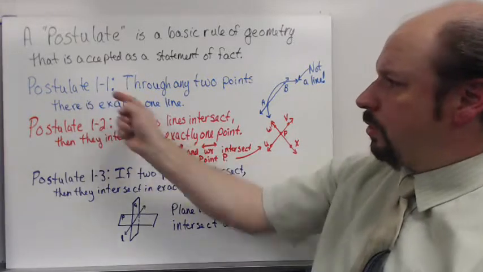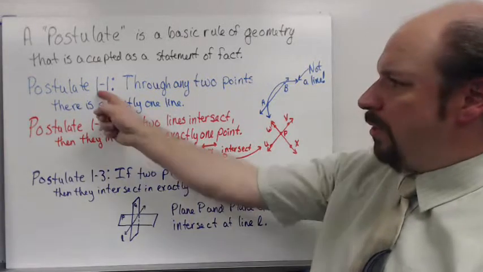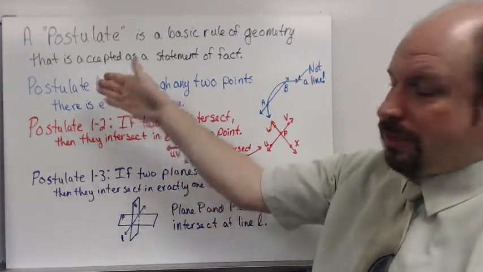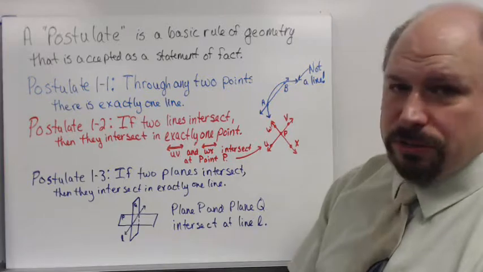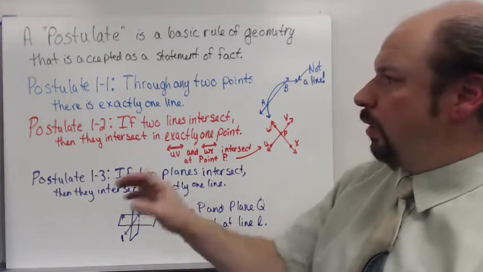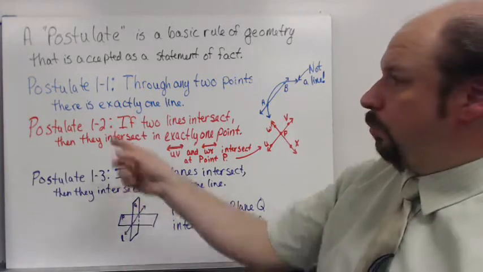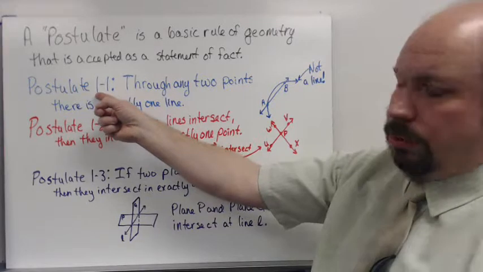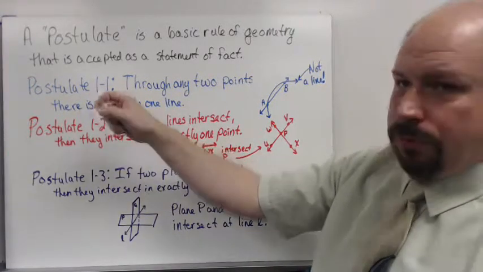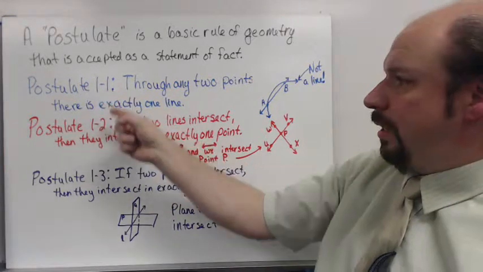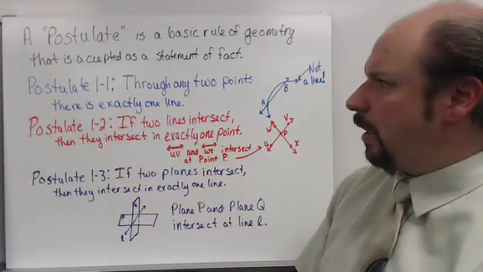So first of all, postulate 1-1. By the way, when we name a postulate, it's just to make things a little simpler. But later on when we're doing proofs, don't use "postulate 1-1", because different books and different places name the postulates differently. So just keep that in mind.